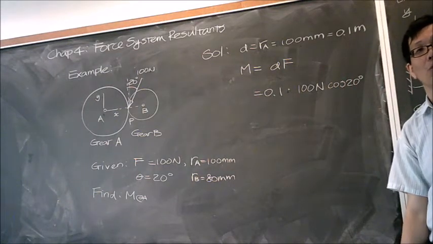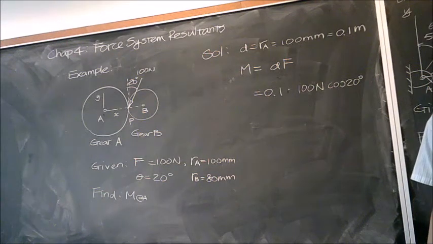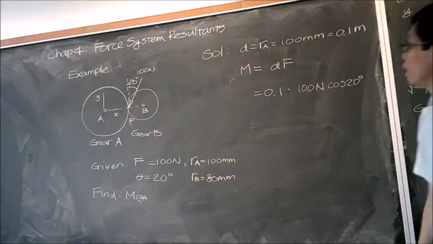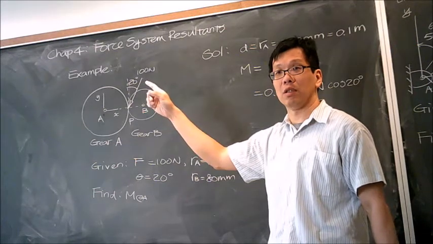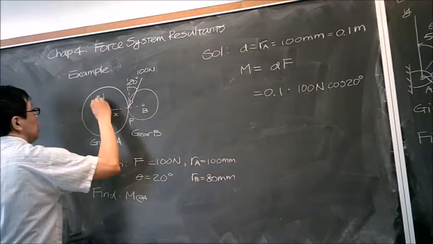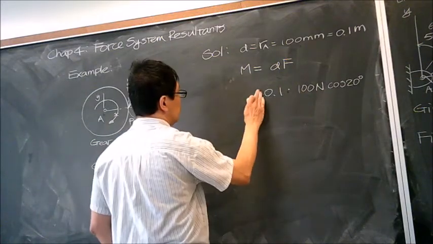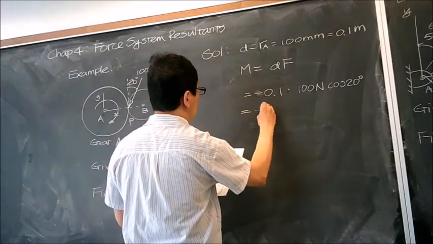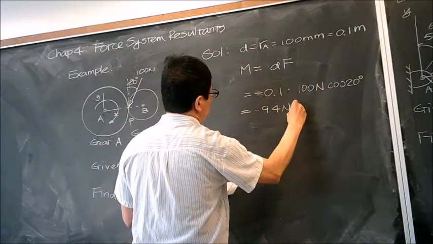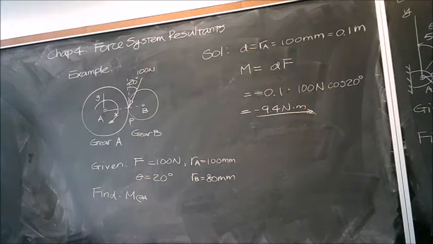Now, which point is my moment center? A. So when I apply a force over here, is that going to be clockwise or counterclockwise rotation? Obviously, it's going to be clockwise. So when it's clockwise, what do I need to do? Negative. So if you do the calculation, it's going to be negative 9.4. That's it. Nothing fancy.